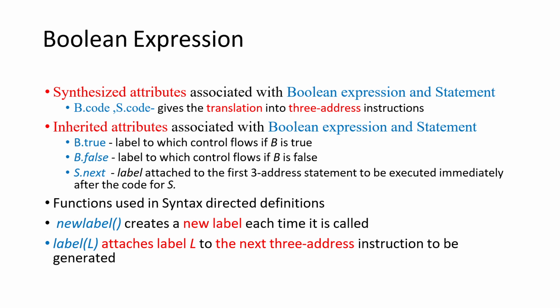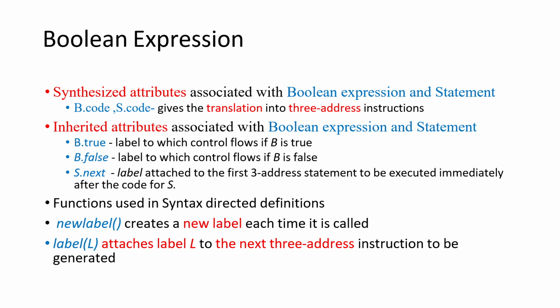The inherited attributes associated with the boolean expression and statement are b.true and b.false. b.true is a label to which the control flows if B is true, and b.false denotes the label to which the control flows if B is false. And we have s.next. It is a label attached to the first three address statement to be executed immediately after the code for S.